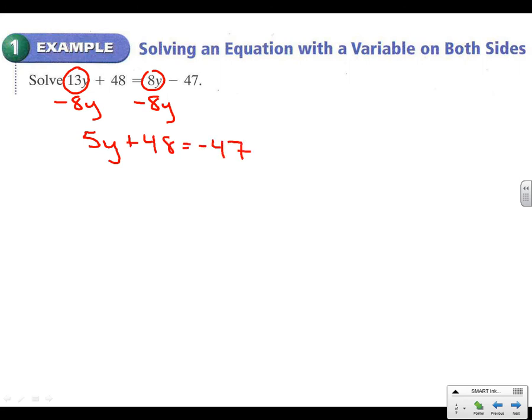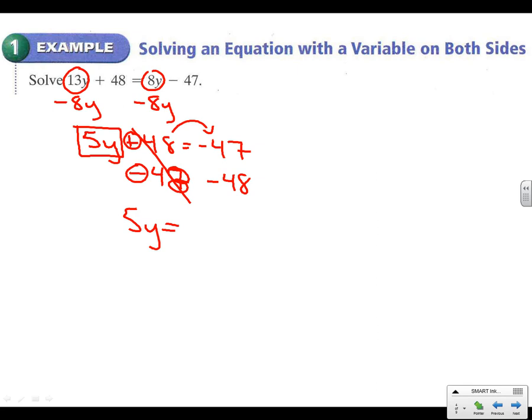Now I've got all the variables over on one side. So now I need to get all the constants to the other side. To do that, I'm going to cancel out addition with subtraction. Minus, oops, not 47, 48. So that these can cancel out. If I do it to the left, I need to do it on the right. And so 5y equals, they're both negative, so we're going to add them together. And this would be negative 95.